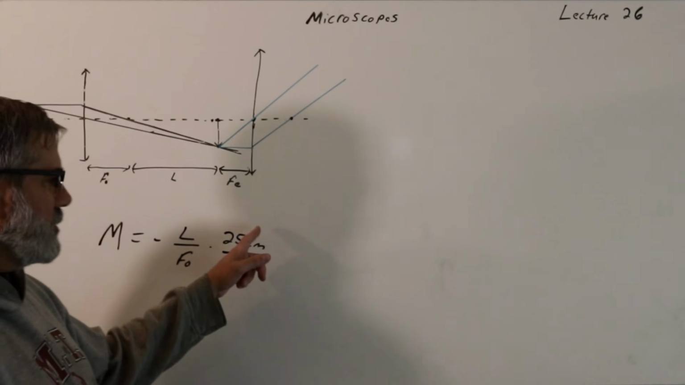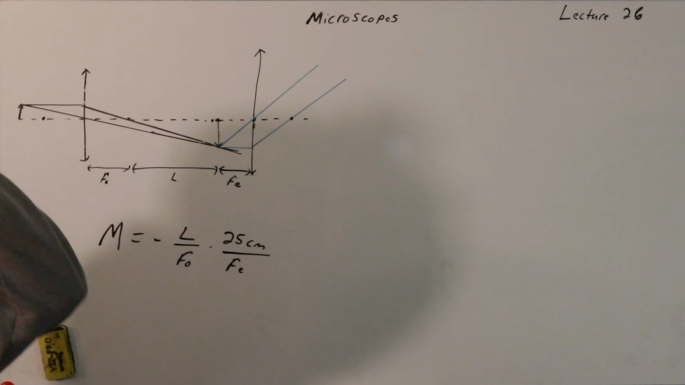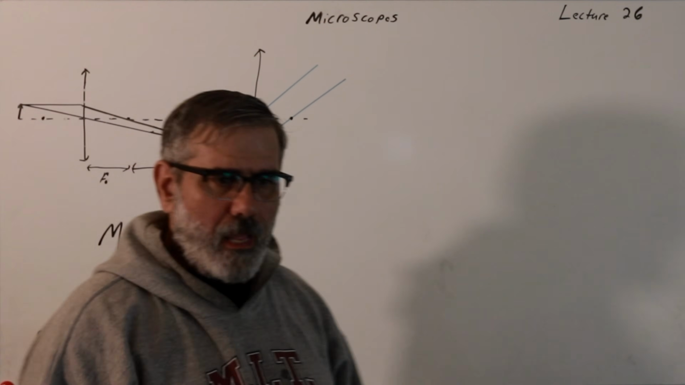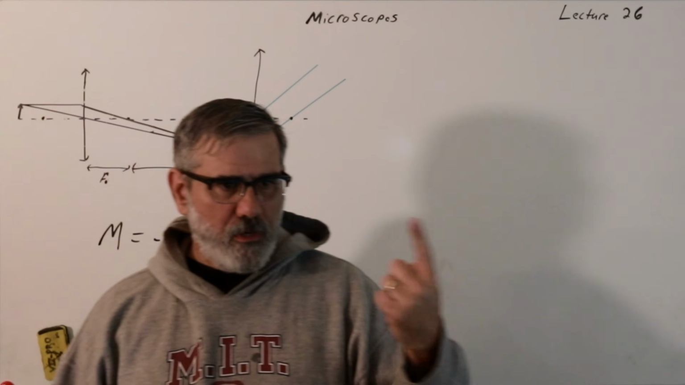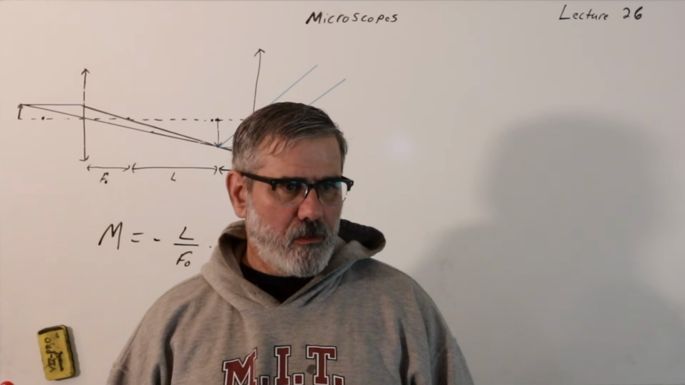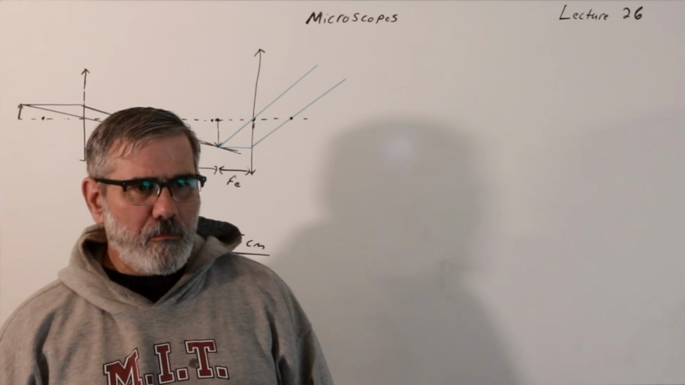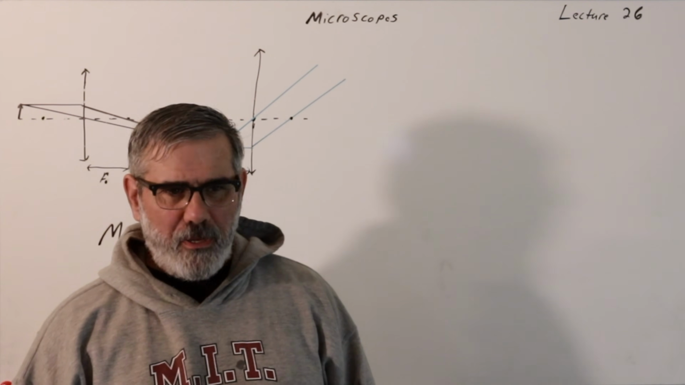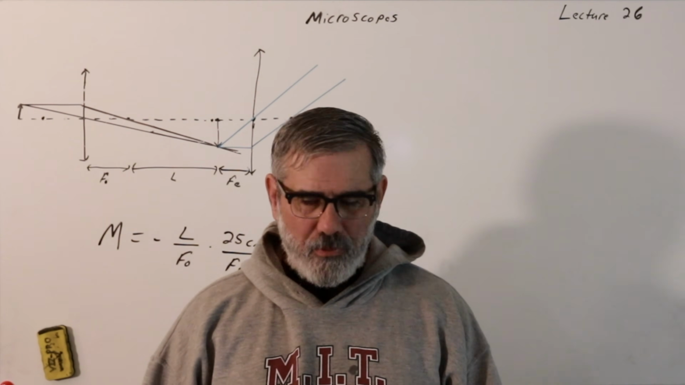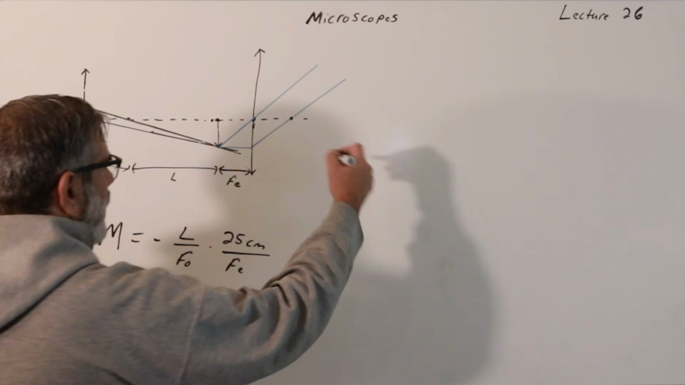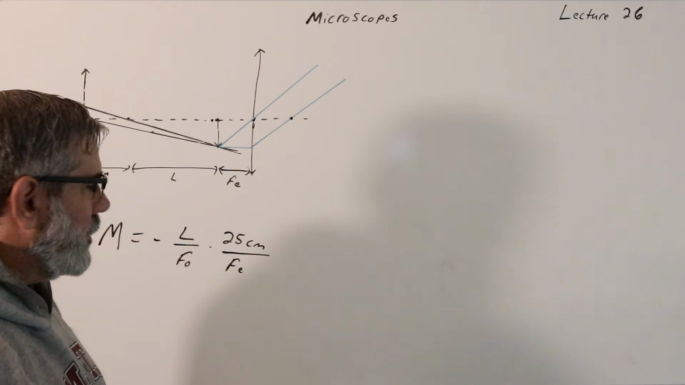This 25 centimeters we'll talk about when we talk about the eye and how the eye works. This is called the near point of the eye, the distance at which humans can focus on an object in front of their face. For a kid, it might be more like 7 centimeters, and for an old person, Grandpa Joe, it might be 200 centimeters, but 25 is the standard that people use. And so this has to do with where the eye is going to be in relation to the microscope.